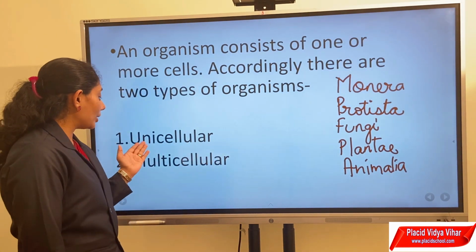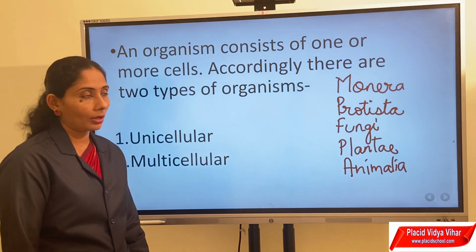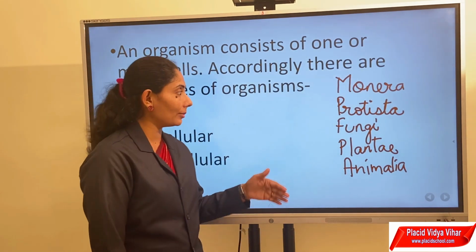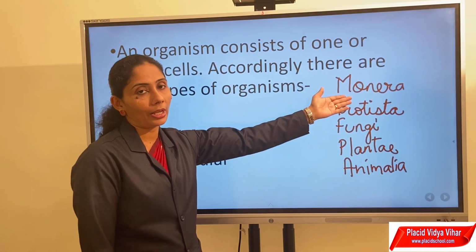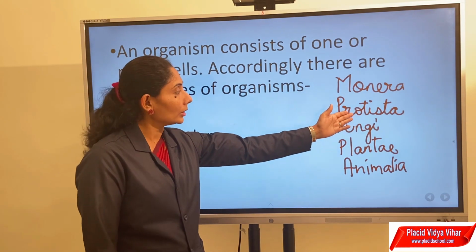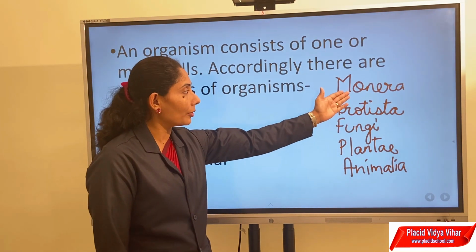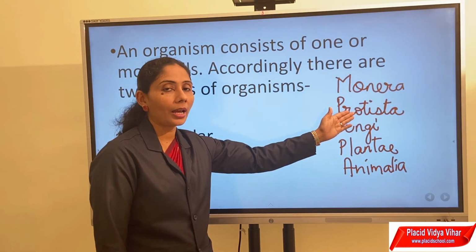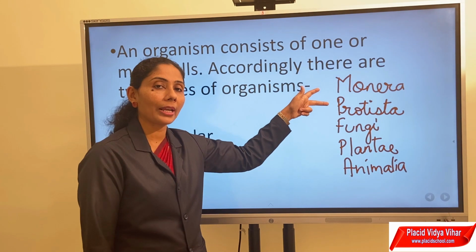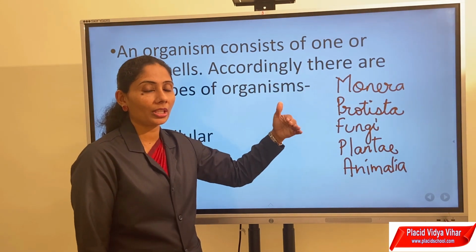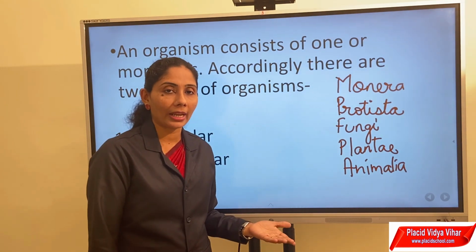Now, if we talk about unicellular and multicellular organisms, where will you find unicellular organisms? You will find unicellular organisms especially in the kingdom Monera. And the most common member in the kingdom Monera is bacteria. Then in kingdom Protista also you will have unicellular organisms. They are unicellular prokaryotes here, whereas Protista are unicellular eukaryotic organisms. So both these groups comprise unicellular organisms, that is the body is made up of a single cell, and therefore they are microscopic structures. We won't be able to see them with our naked eyes.